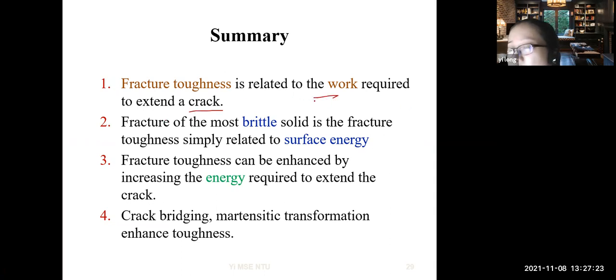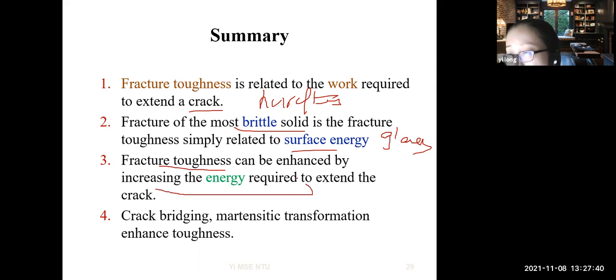Obviously, if you give them more hurdles, more things to stop them from propagating, you're going to have enhanced toughness. The most brittle one is glass, which only has the surface energy to rebalance. The fracture toughness can be enhanced by increasing the energy required. Most of them, for example crack bridging and martensitic transformation, all of these are going to enhance toughness. So that's the summary.